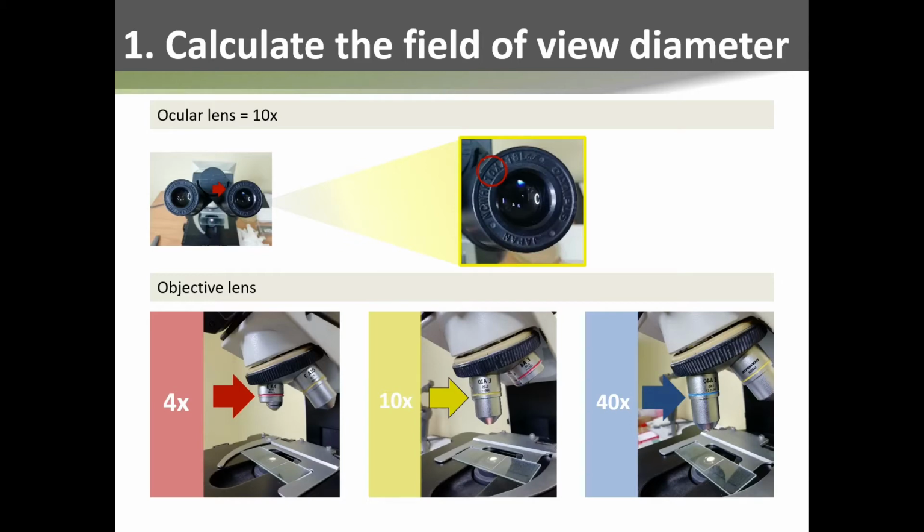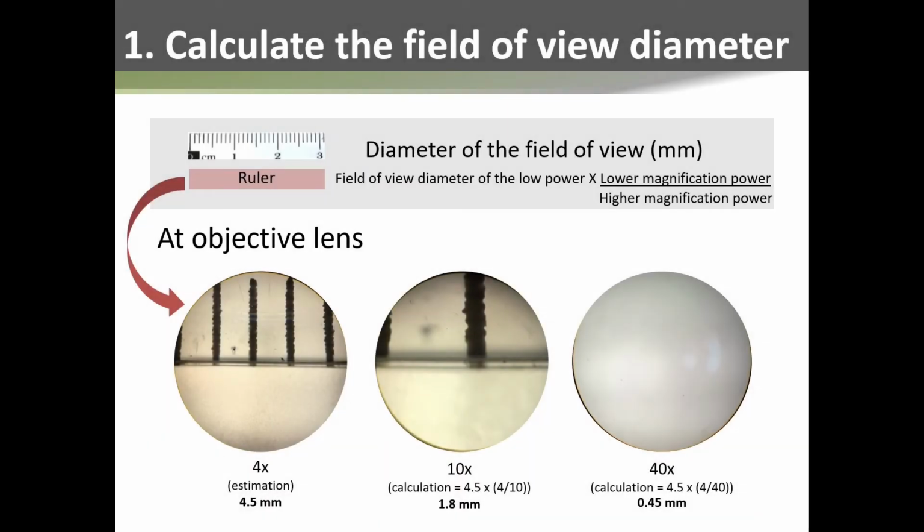When you look through the ocular lens of a compound microscope, the ocular lens has a magnification power of 10. In this lab session, we will estimate the field of view diameter under different objective lenses. Here we have objective lenses at magnification powers of 4, 10, and 40. To estimate the diameter, we use the following steps.